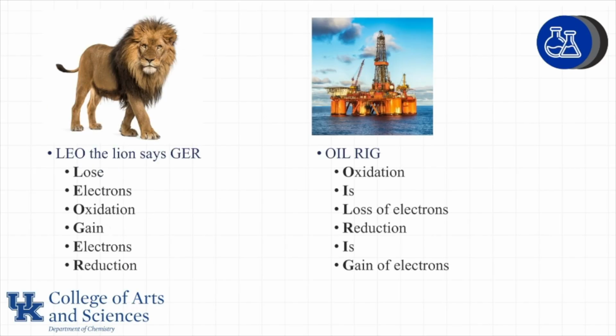There are a couple of mnemonics that can help you remember what's going on. Leo the lion says grr: lose electrons oxidation, gain electrons reduction. Or OIL RIG: oxidation is loss of electrons, reduction is gain of electrons.